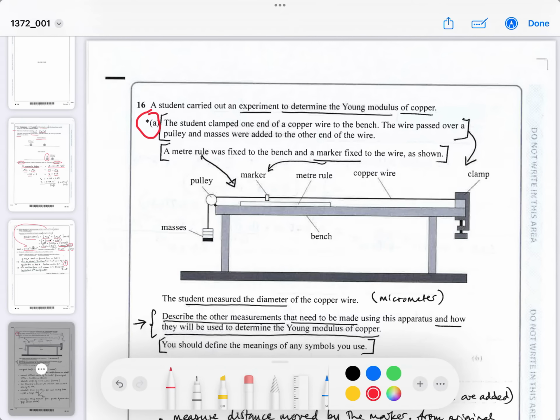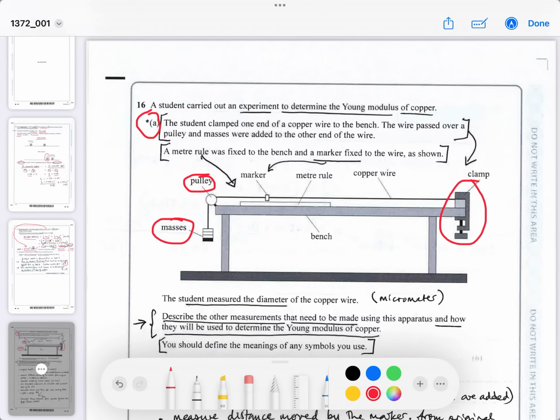Okay, so it says a student clamped one end of a copper wire to the bench. Yes, so here at the clamp. And usually you put blocks of wood to hold it firmly in place, and the wire passed over a pulley at the other end, where masses were added to extend the length.